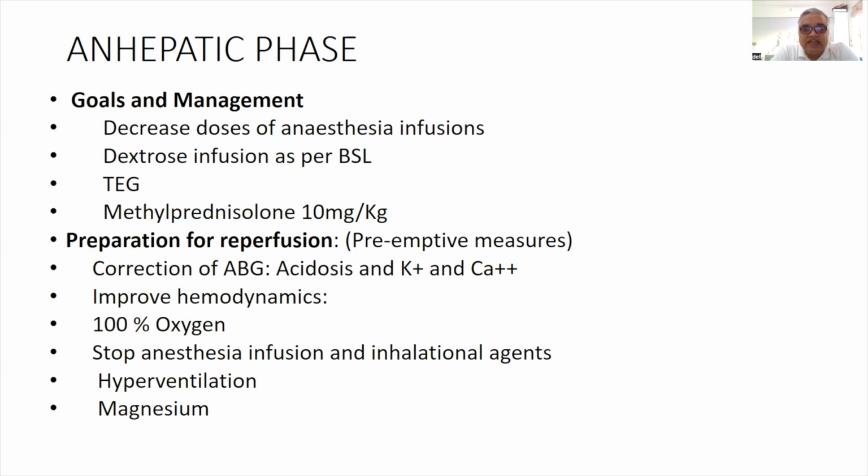Methylprednisolone is given, 10 mg per kg, as an immunosuppressant during the anhepatic phase before the new liver is put in. Because this is the only immunosuppression used intraoperatively in liver cases. Well, in kidney there are many other immunosuppressants to be used, but for liver we use only methylprednisolone. Get an ABG done to look for acidosis, check for calcium, increase oxygenation, decrease air, like on the ventilator. What you do? Stop almost all anesthesia agents to avoid any further hypotension.